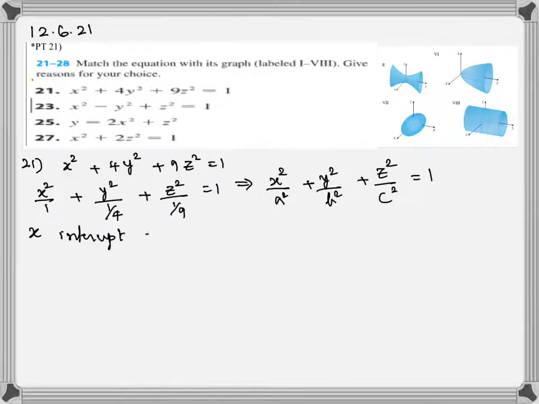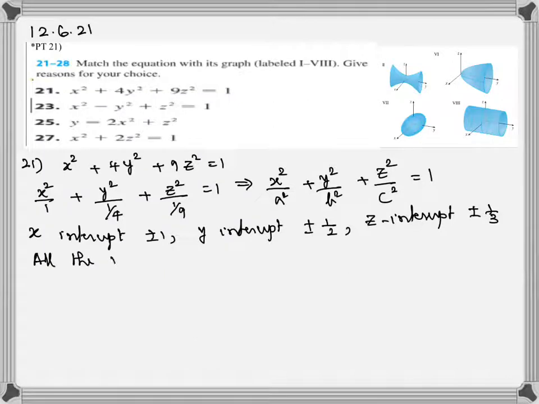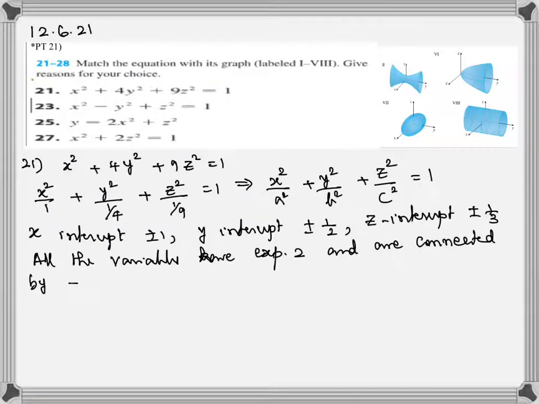So the x-intercept is going to be plus or minus a, which is plus or minus 1. The y-intercept is going to be plus or minus b, which is plus or minus 1/2. The z-intercept is going to be plus or minus c, which is plus or minus 1/3. So all the variables have an exponent of 2, and they are all connected by plus signs, which is nothing but an ellipsoid.